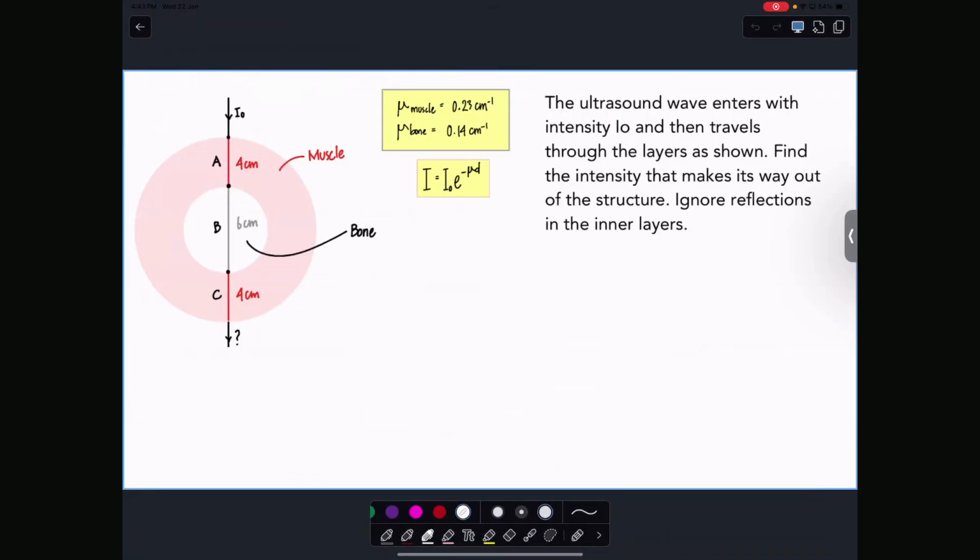Okay, try this. Let me show you the question first. It says that an ultrasound wave enters with intensity I naught and travels through the layers as shown. So it travels through muscle, then bone, and then muscle, and then back out again. Find the intensity that it makes its way out of these structures. So if this is I naught, find how much comes out from here, because there is absorption at multiple places, right? But ignore reflections in the inner layer.